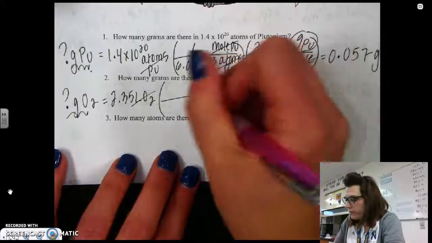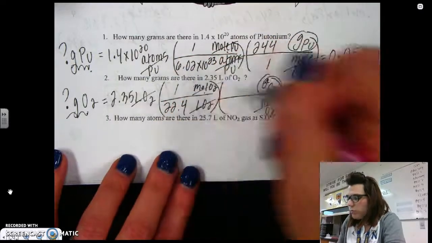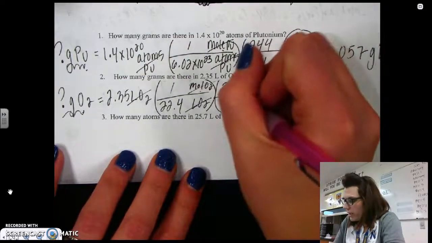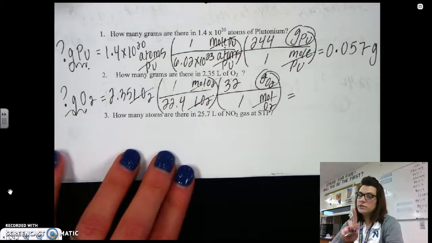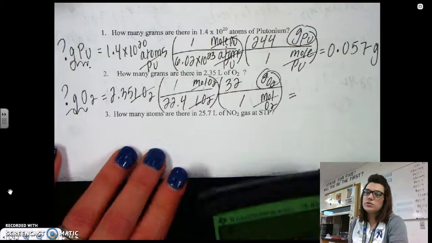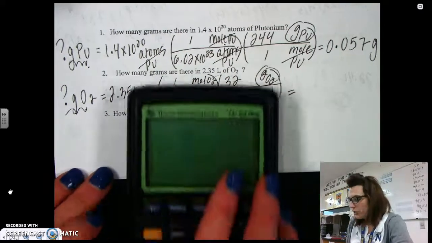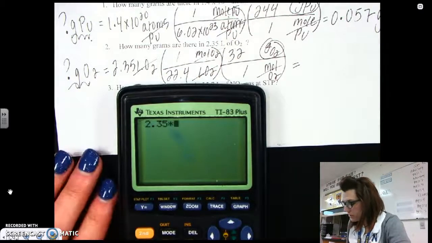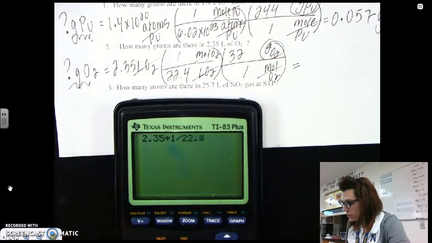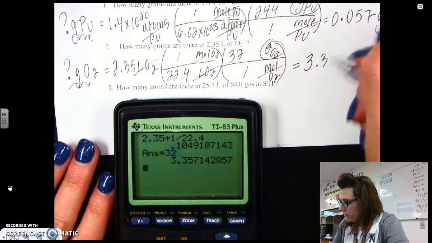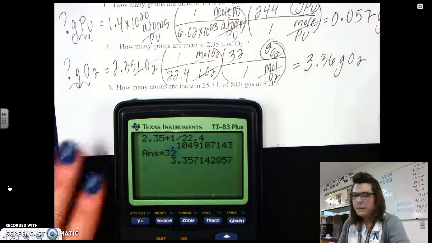So I'm going to say for every 1 mole, there will be 22.4 liters, and for every 1 mole of O2, it will weigh 32 grams. Now be careful, don't say 16, because O2 is 2 atoms of oxygen, so you need to do 16 times 2. Okay? So let's plug this in. I'm going to do 2.35 times 1 divided by 22.4 times 32. So this turns out to be, with 3 sig figs, 3.36 grams of O2.